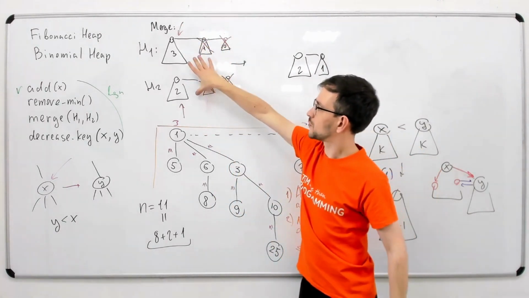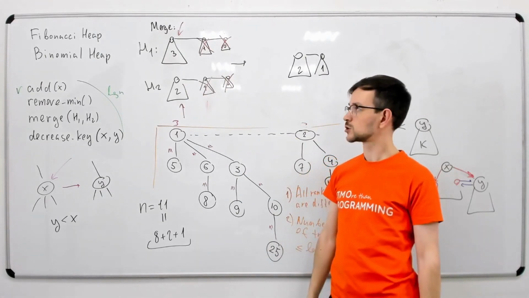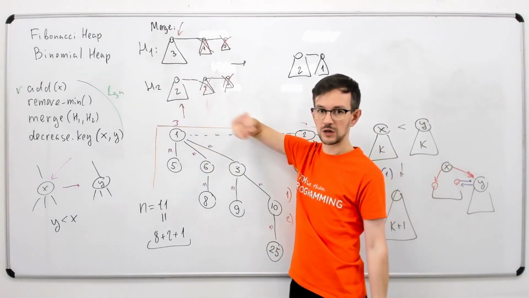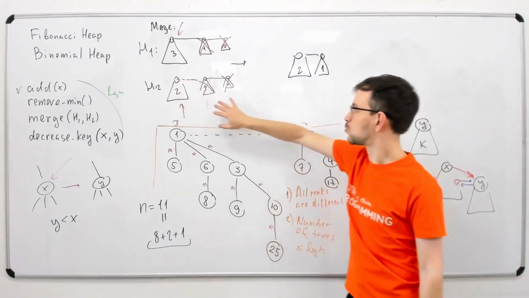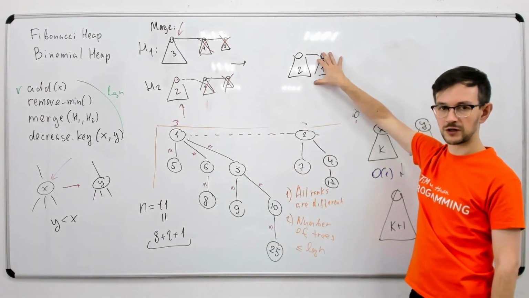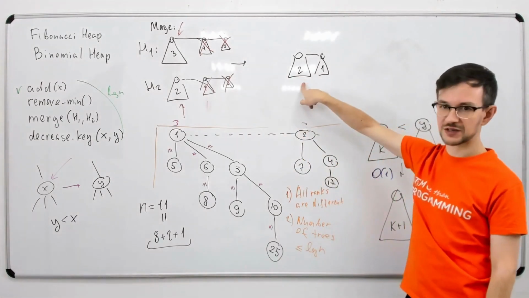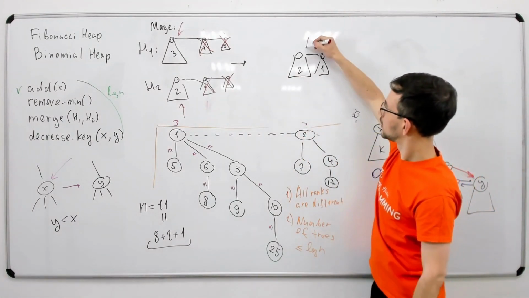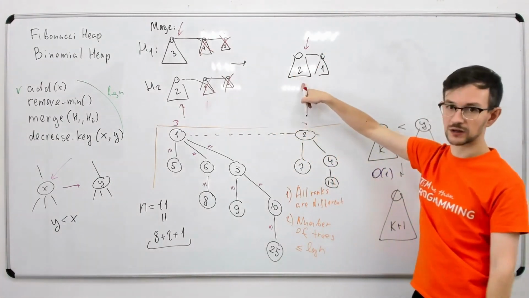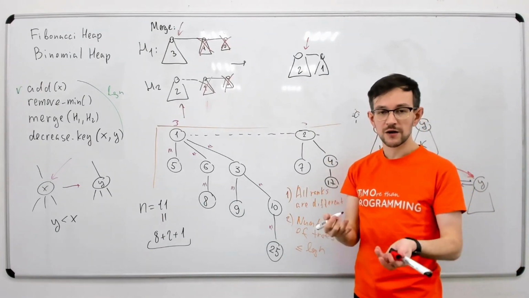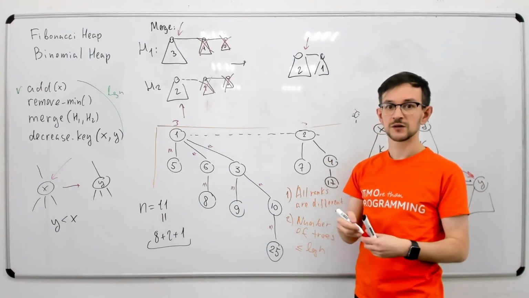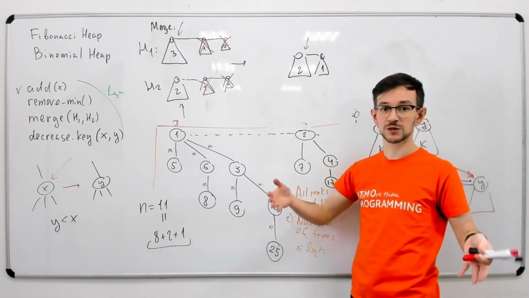Now here we have trees of different ranks. So we take the minimum size tree and try to put it in our resulting binomial heap. Now we see that these three have the same rank as these three. Now, these two trees have the same rank. We don't want to have trees of the same rank. So when we see two trees of the same rank, we just merge them.